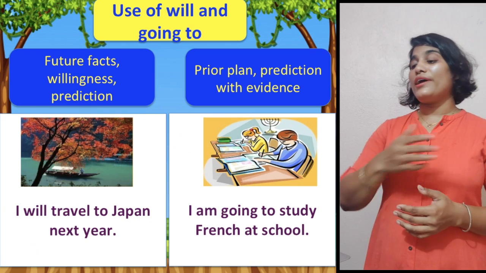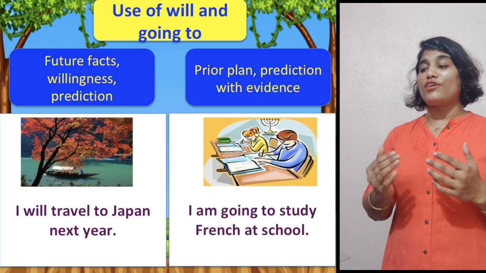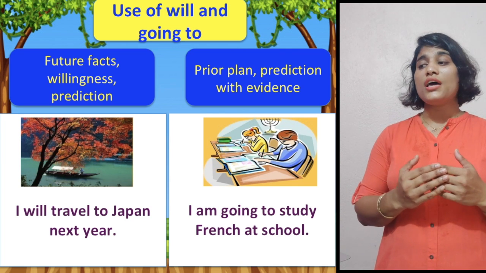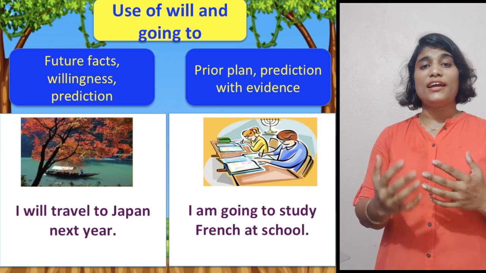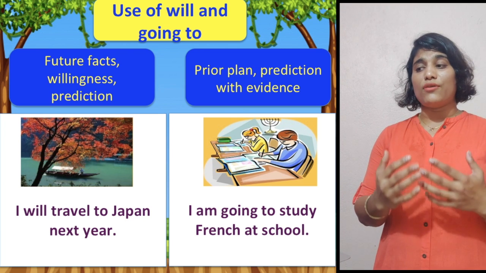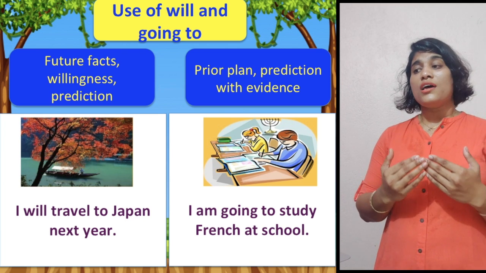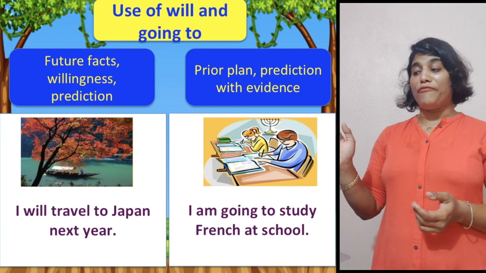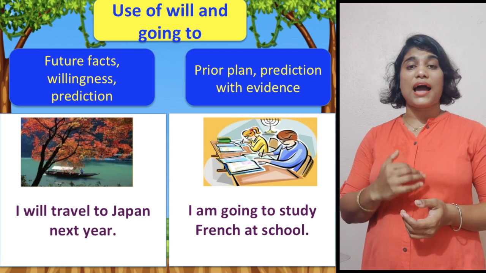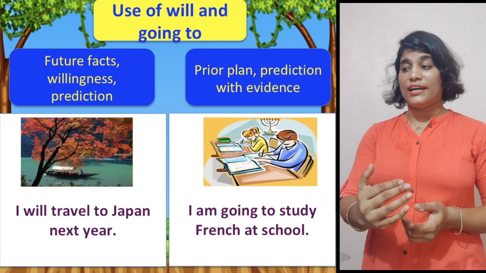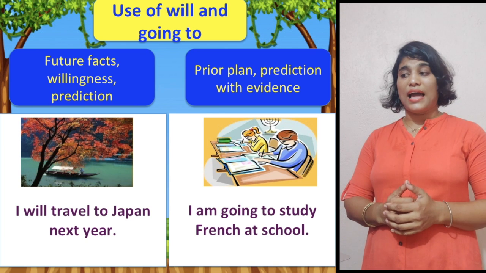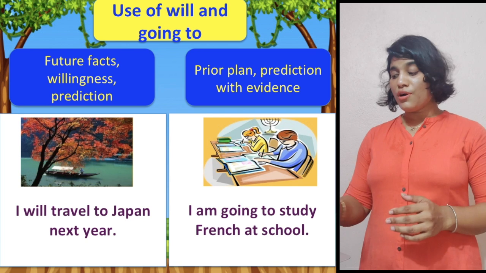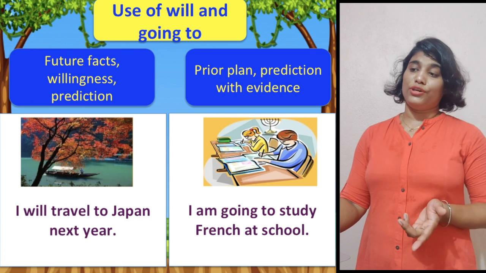Let's hear two examples here. I will travel to Japan next year. Here you find it is your future fact or your willingness. But, I am going to study French at school. This is my plan. I am going to study. So when it is pre-planned and you have a plan, then you have to use going to. But in other cases, you have to use will.